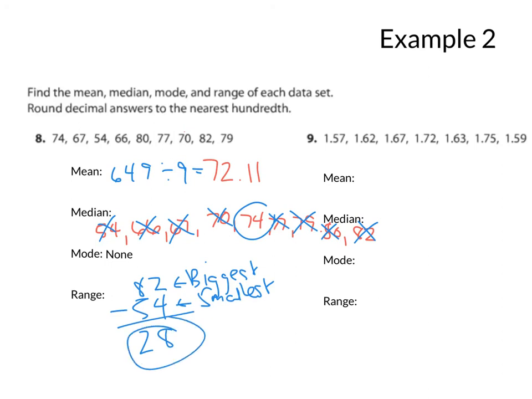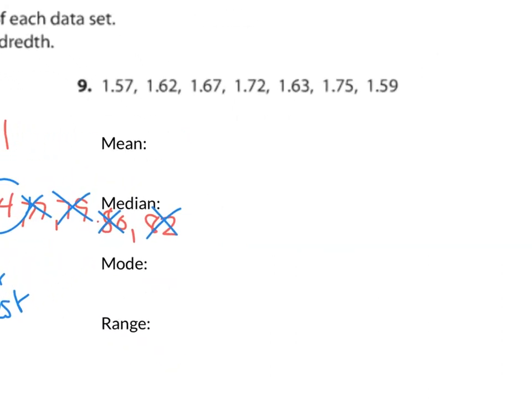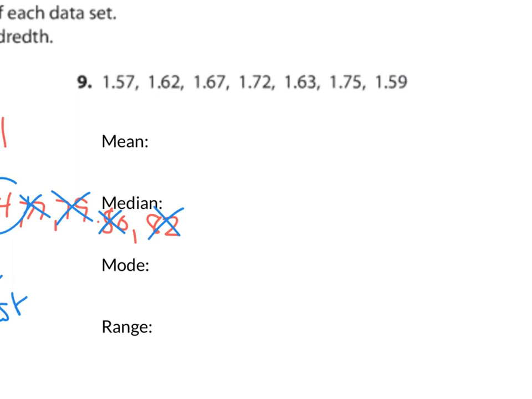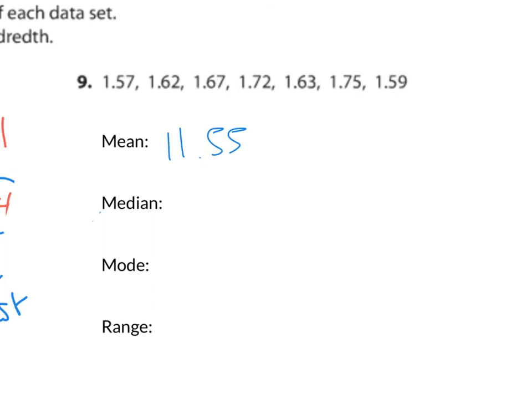Moving on to number 2, for example 2. Please try to do these by yourself. Showing you the answers in 3, 2, 1. I added them all together and got 11 and 55/100ths. Now I need to find out how many there are. 1, 2, 3, 4, 5, 6, 7. I'm going to divide that by 7.